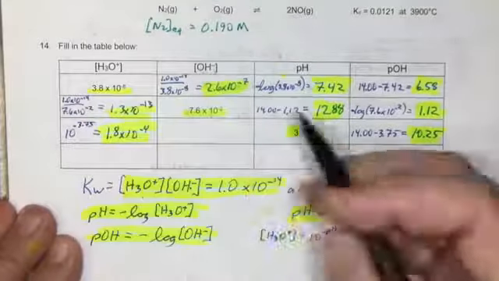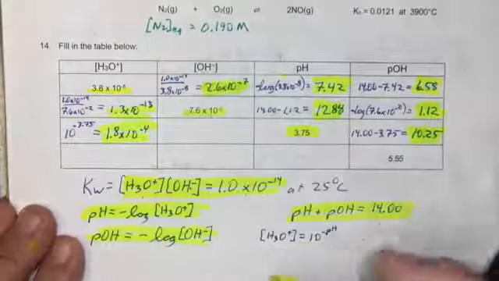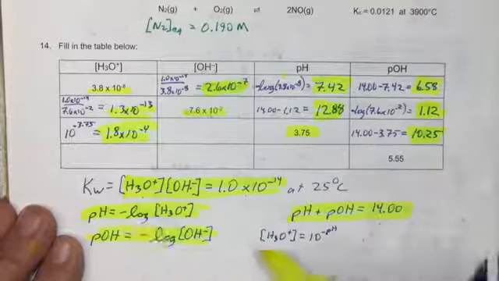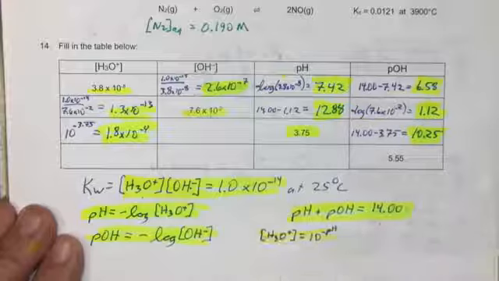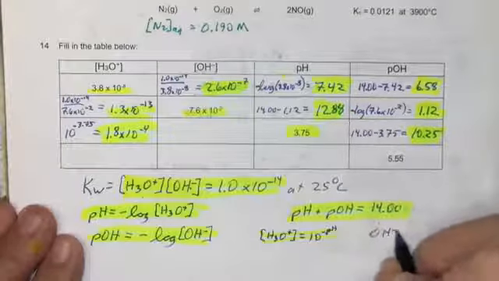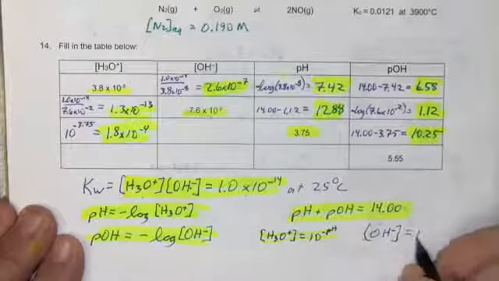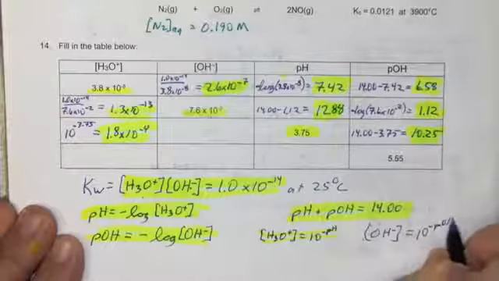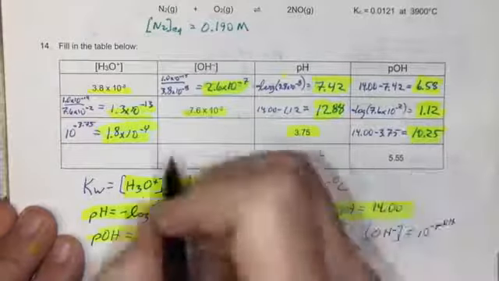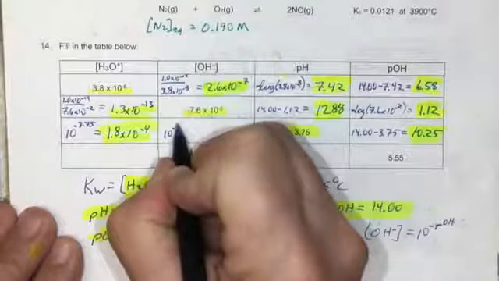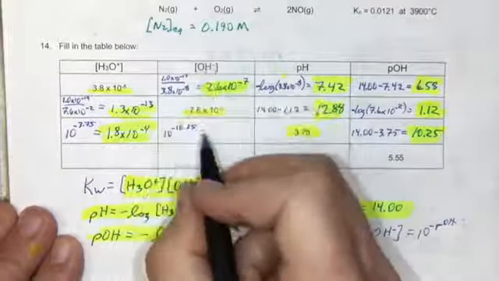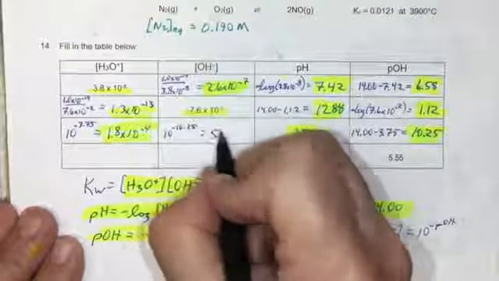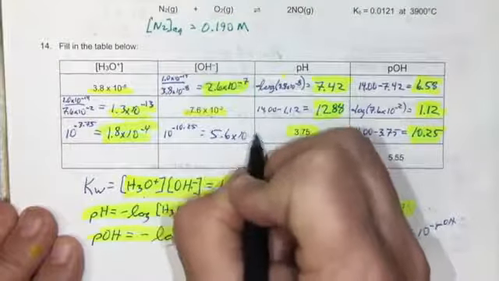And now to get the concentration of hydroxide, this is just the inverse of the first two relationships that I highlighted here. The concentration of hydroxide is equal to 10 to the negative pOH. So I know what pOH is. It's 10.25. 10 to the negative 10.25 calculates out to the concentration of hydroxide, which is 5.6 times 10 to the negative 11.